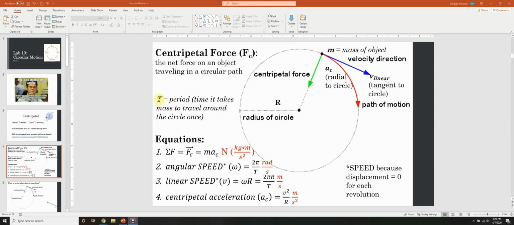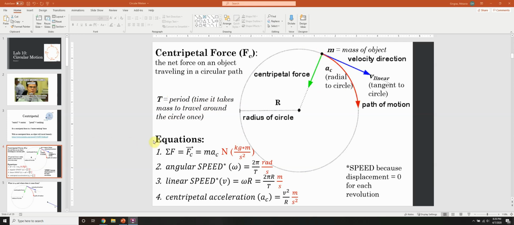The period will typically be given to you in seconds, but if it weren't, you would want to make sure that it's in seconds. The period is the time that it takes the mass to travel around the circle once. So the amount of time it takes to get from this point all the way around back to this point again.